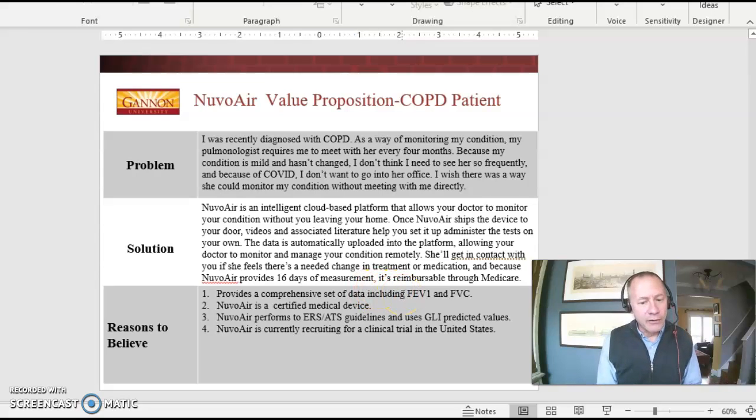She'll get in contact with you if she feels there's a need to change treatment or medication. And it's reimbursable through Medicare. So it's like everything you can do in the comfort of your own home. What's the big value? You don't have to go to the doctor anymore or as frequently. And the reasons to believe here are going to be the same as what I had in the previous value proposition statement. So I just wanted to cover value proposition statements and how they're created, and how your creation might have been in the same kind of format, but there were some nuances that could have made it a little bit better moving forward in terms of developing that solution.